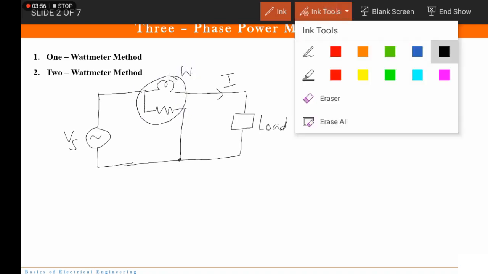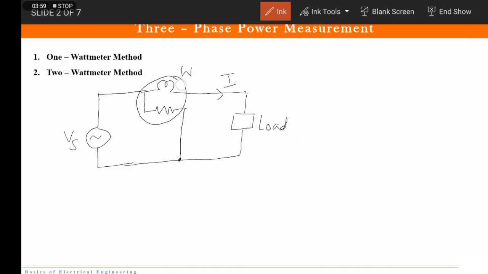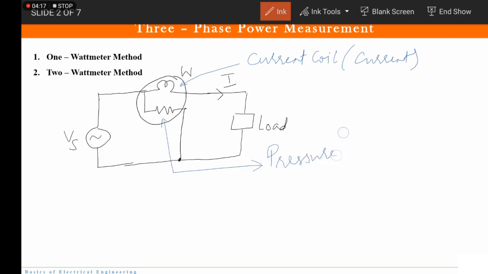Now a wattmeter has two coils. This coil is known as the current coil, and as the name suggests, it measures the current. Its job is to measure the current. This coil is called the pressure coil or potential coil. Now what is the job of the potential coil? The job of the potential coil is to measure the voltage.